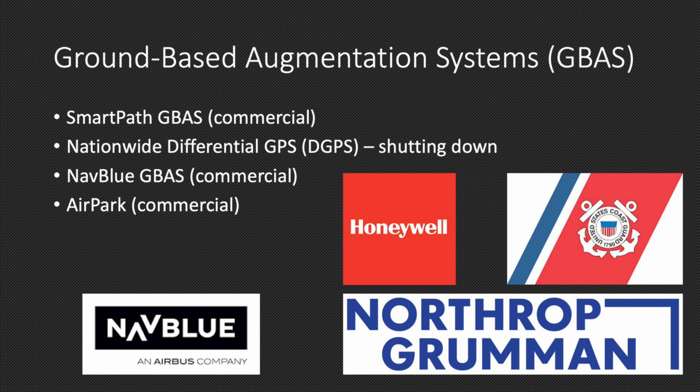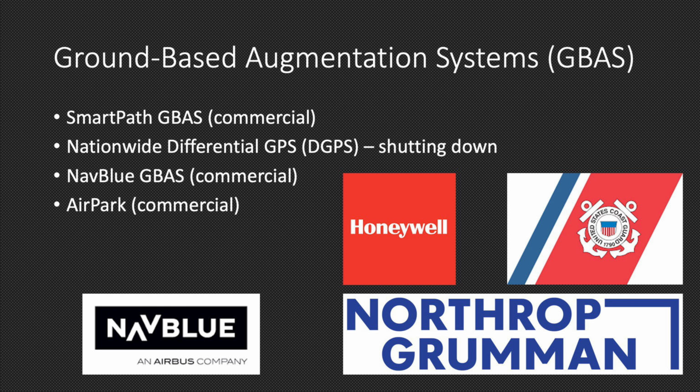So the few I've listed here are SmartPath. We also have NavBlue and AirPark. And those systems are from Airbus, Honeywell, and Northrop Grumman. Another one I have on the slide is the Coast Guard system, which is the DGPS.